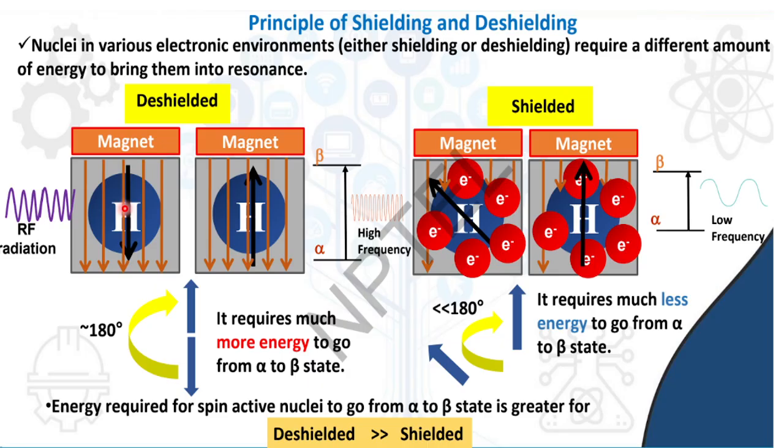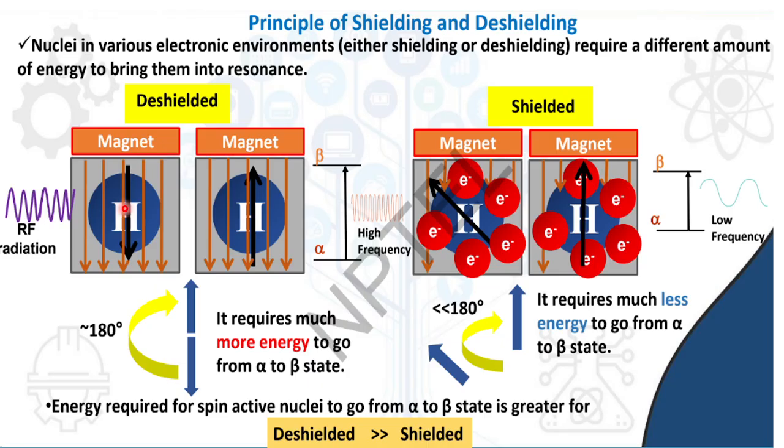Deshielding means it is less opposing the external magnetic field. Or the other way you may say, the deshielded nucleus is actually feeling more magnetic strength, or external magnetic field strength, as compared to the shielded one. So what we will say is that the higher the electron density, the higher the shielding, and that nucleus will feel less external magnetic field strength, and the deshielded nucleus will feel higher or more external magnetic field strength.